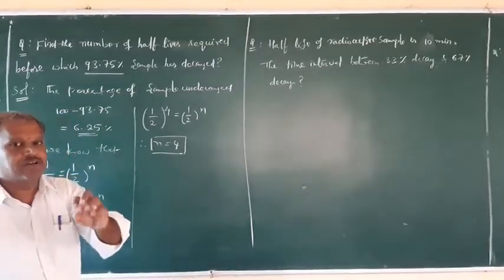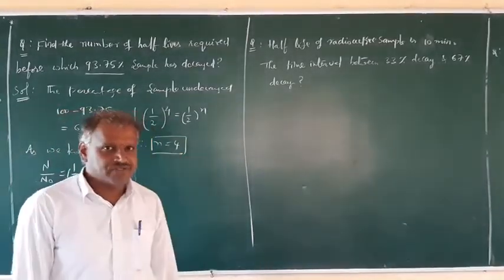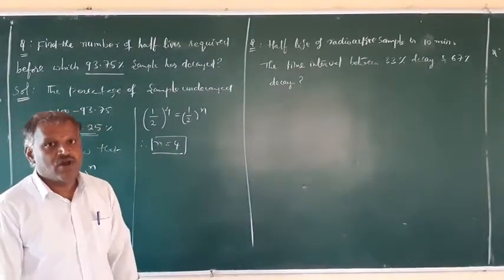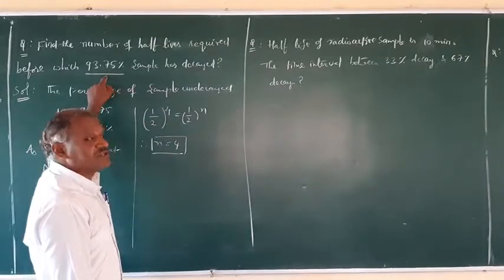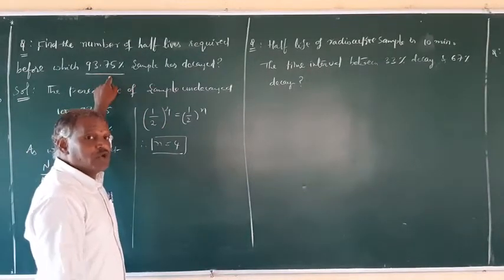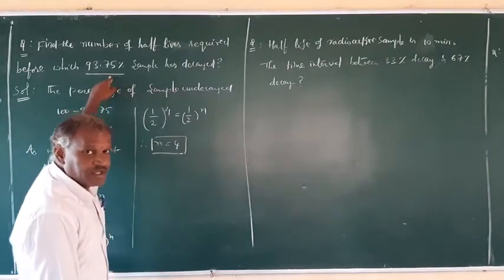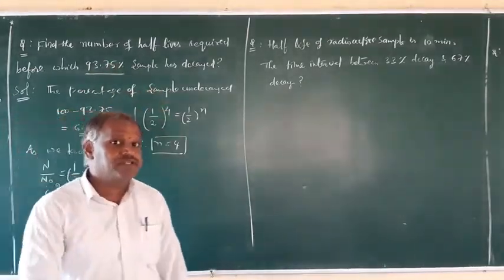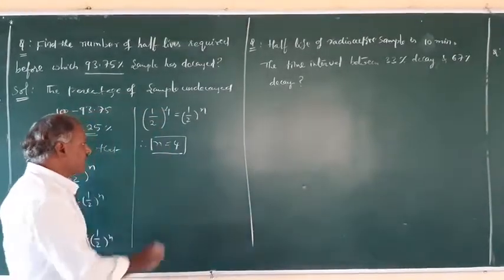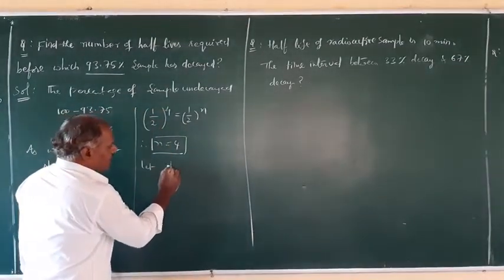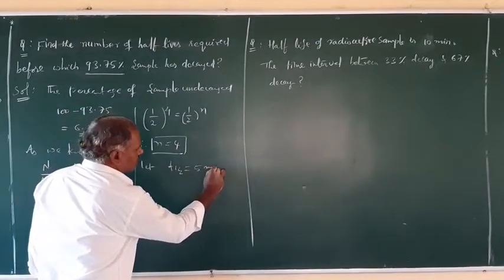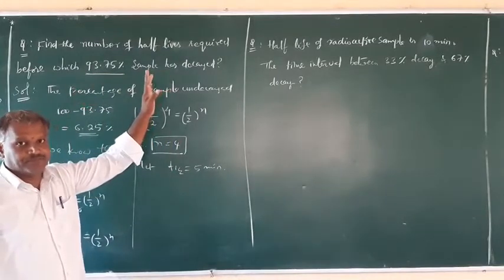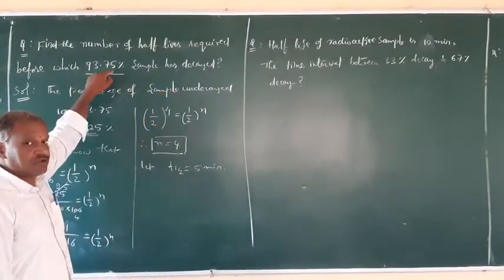If the half-life time period is given, suppose 5 minutes, for the radioactive sample, then how much time is required for it to become 93.75% decayed? If the half-life is T half equal to 5 minutes, then what is the time required for this much amount, 93.75%, to decay?